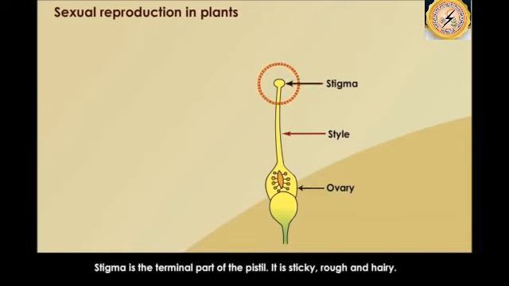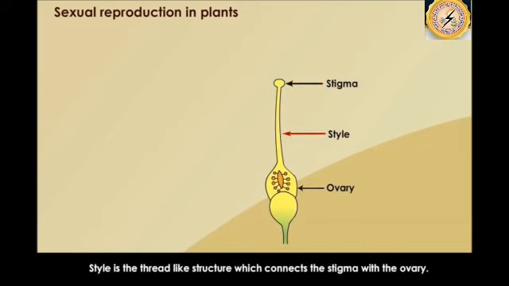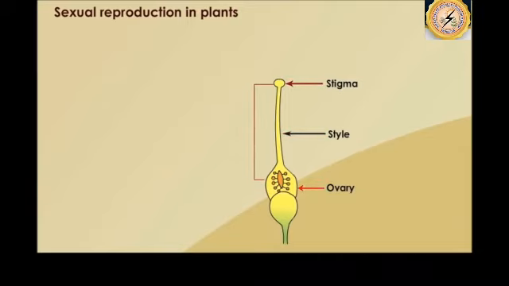So stigma is the terminal part of the pistil. It is sticky, rough, and hairy. Why? So that the pollen grains can easily attach to it and form the pollen tube. And that pollen tube goes through the style and then the fertilization takes place at the ovary. The style is the thread-like structure which mainly connects the stigma with the ovary. So the attachment is there in such a way that the proper fertilization can easily take place.